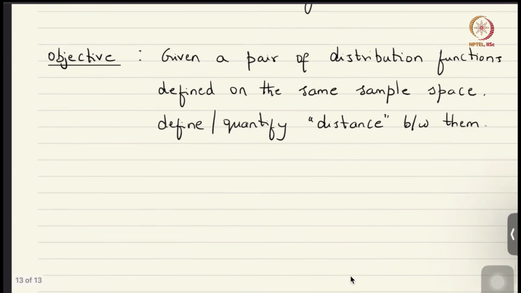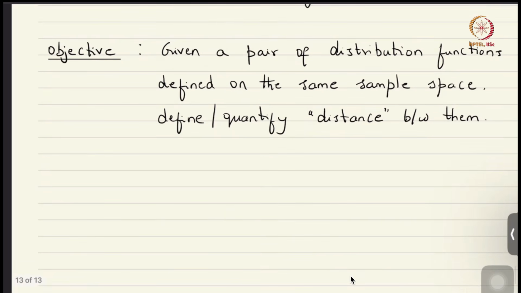Okay. To do this, we need some background in information theory, because historically speaking, people defined distances between distributions using information theoretical approaches. So we look at some of the interesting ideas of information theory, and then we will see how to use those measures to define distance between distributions.